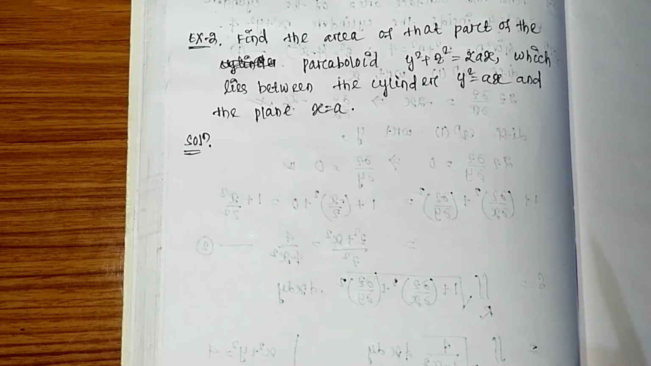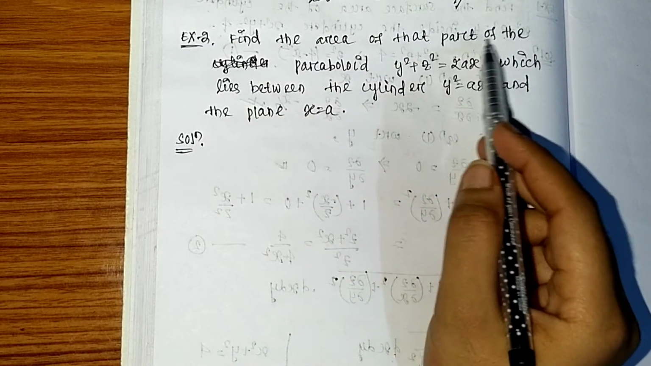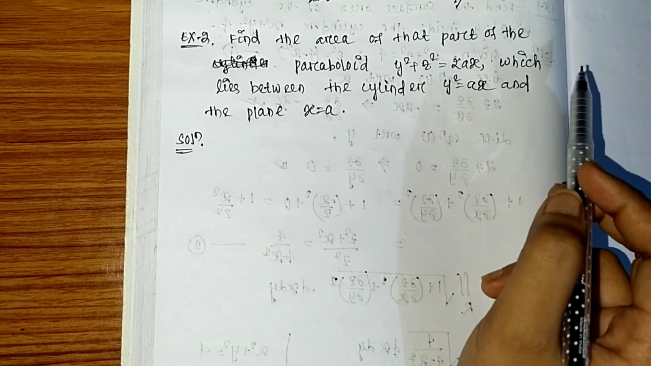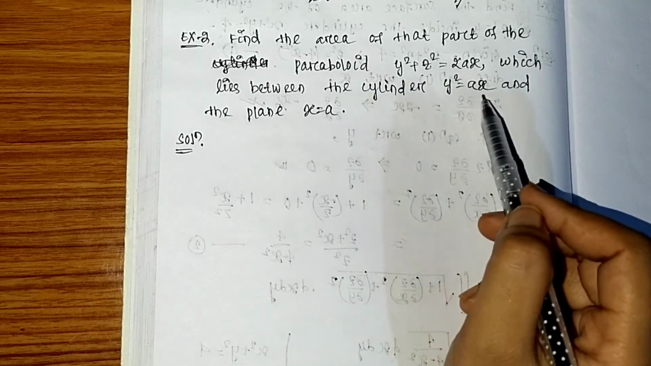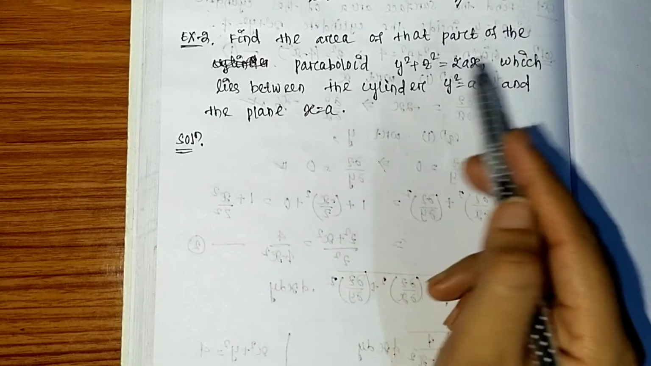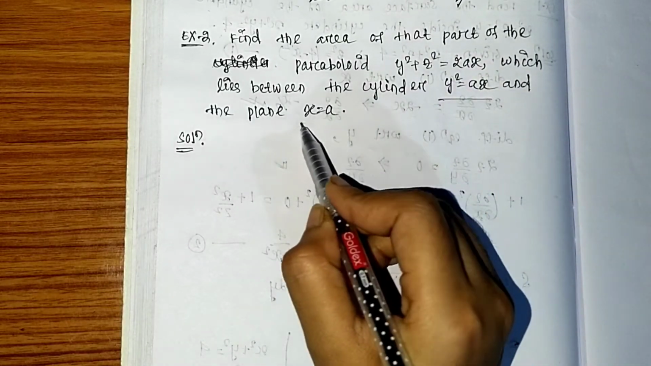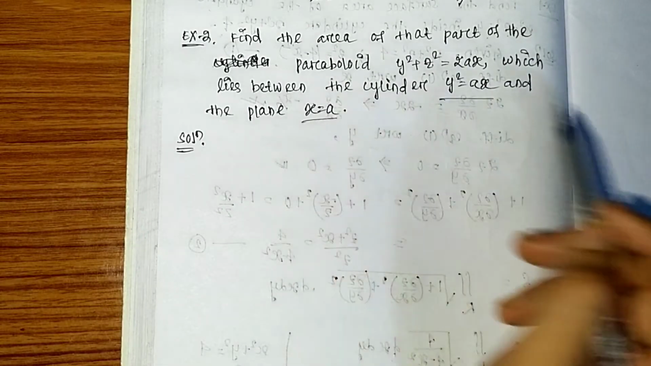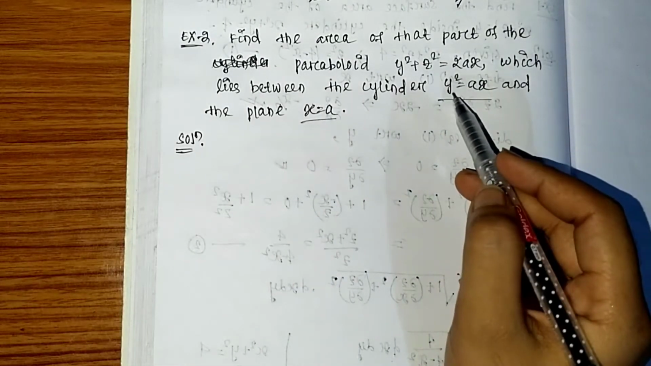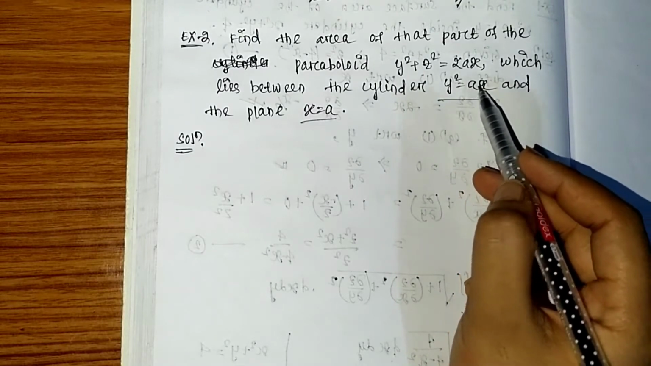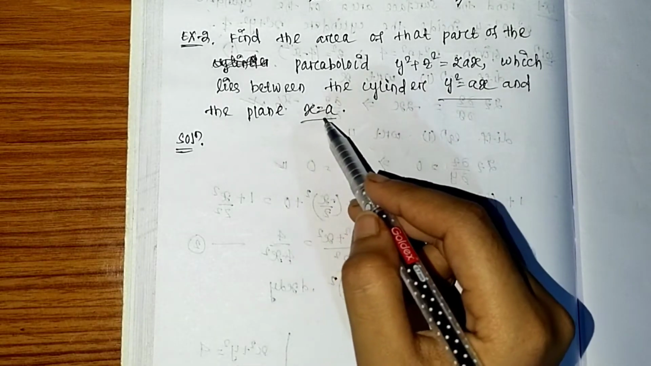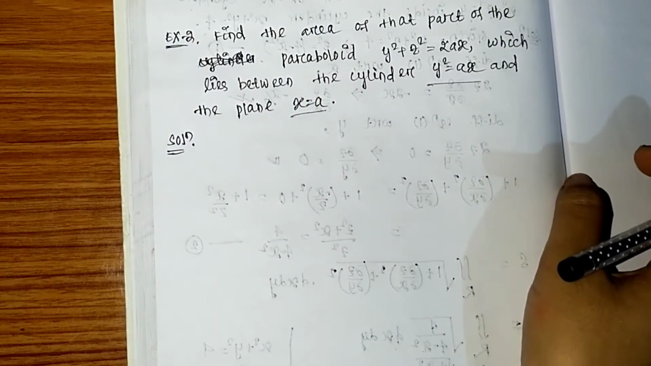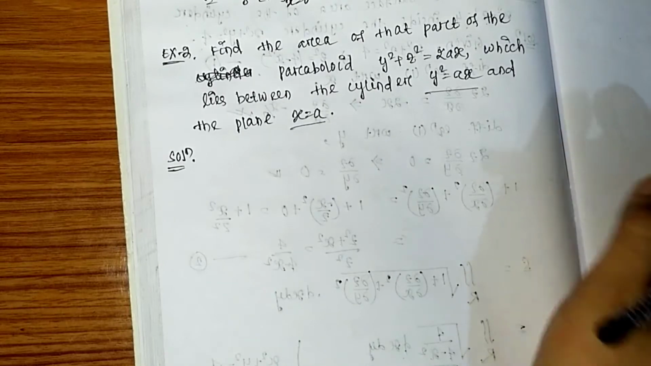Our question is: find the area of that part of the paraboloid y square plus z square equal to 2ax which lies between the cylinder y square equal to ax and the plane x equal to a. So our y limit is plus minus root over ax, and the x limit is 0 to a. Now see how we find the surface area of the region.